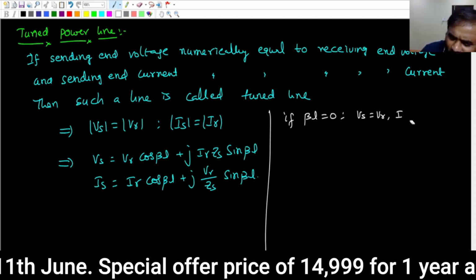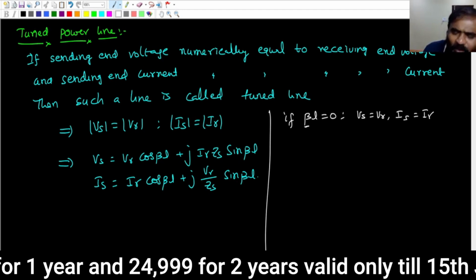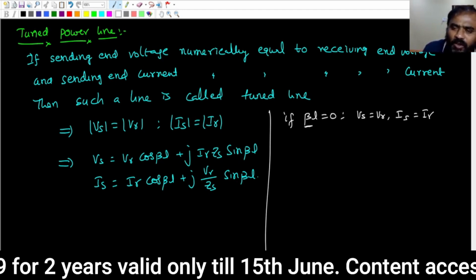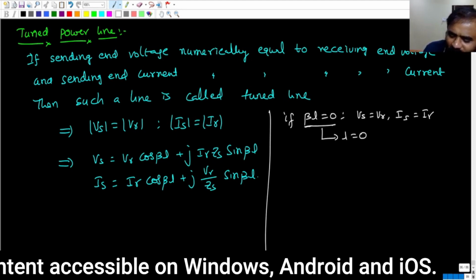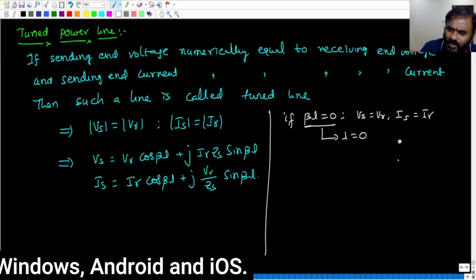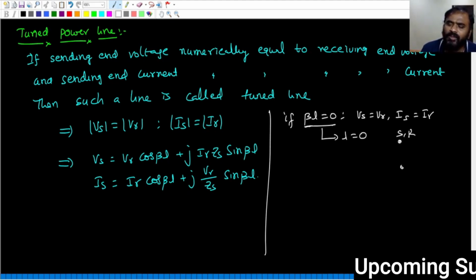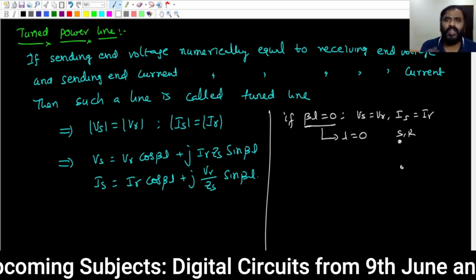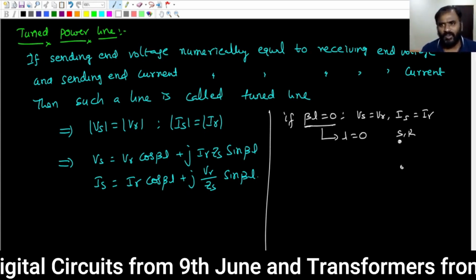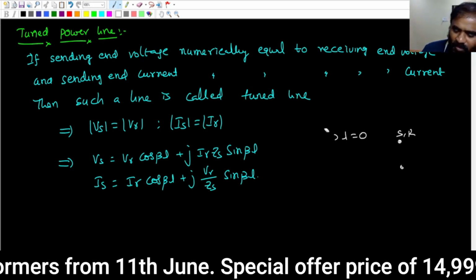Beta L 0, when? Think about it. Beta will never be 0. Beta's typical value is 0.06, so that means the length is 0. Beta L 0 means the length of the line is 0. This is the sending end point, and this is the receiving end point only. What is the need to say Vs equals VR and Is equals IR? They will be the same if the length is 0. Correct or not? So that's why this is not a correct solution for us.